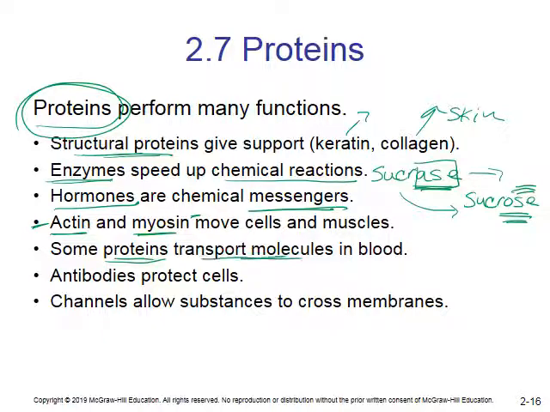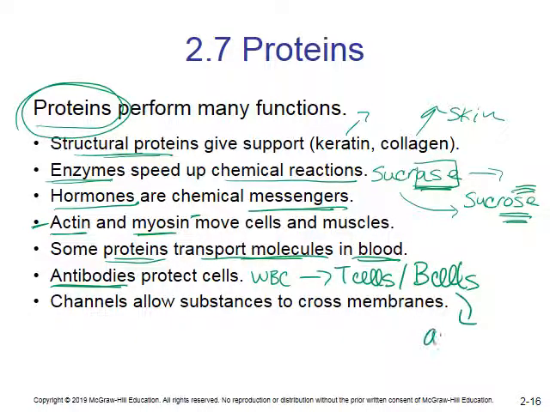Some proteins can transport molecules in the blood. So some proteins are going to grab a hold of a substance or a molecule, and they're going to move it from one area of the body to another. Antibodies protect you. We think white blood cells, right? You may have heard of antibodies before. We have T cells and B cells. B cells are the ones that generate antibodies against a foreign pathogen.